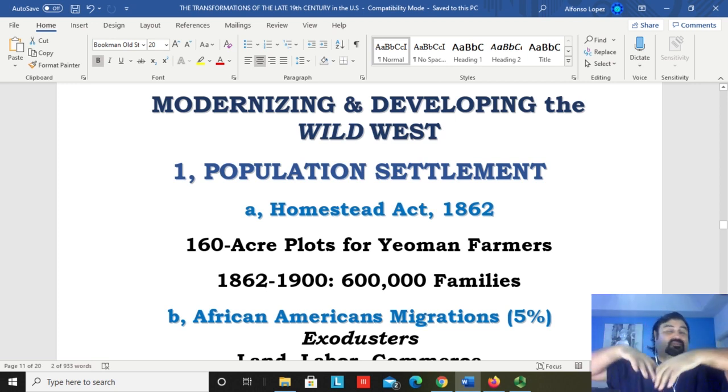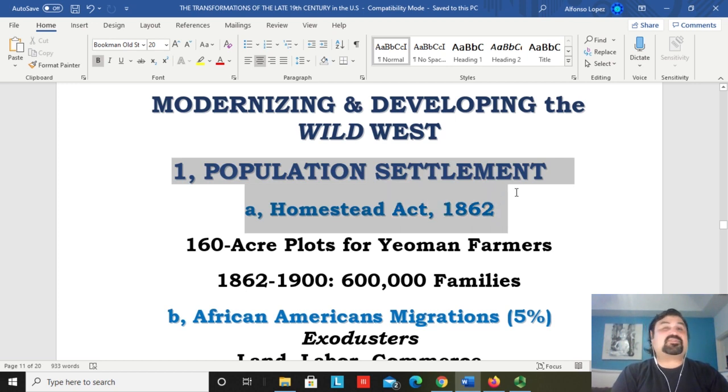How is it that this region, after the Civil War, was rapidly transformed by Americans, who modernized it and transformed the landscape? Modernizing and developing the Wild West occurred in stages, and so let us analyze those particular stages by which this region was totally developed. Number one, the first step for developing any area, by the way, is that you need to move people there first.